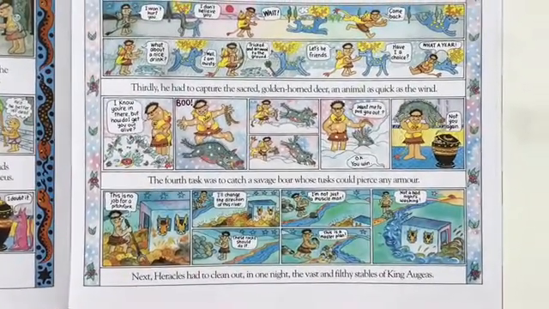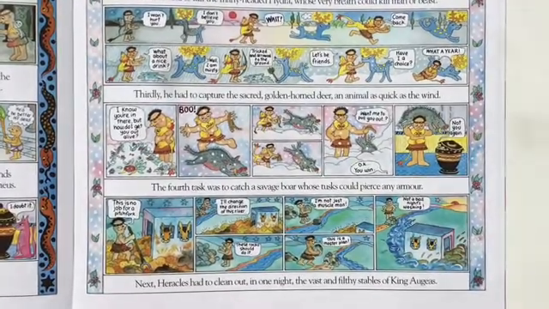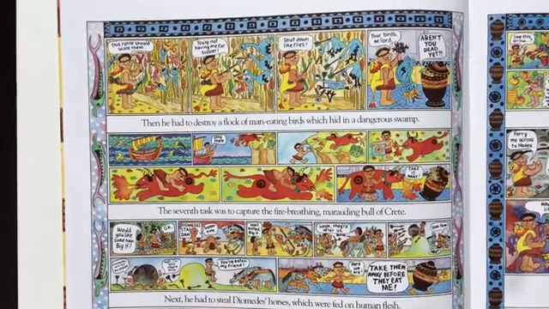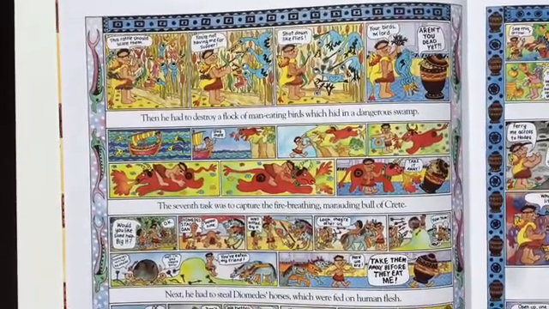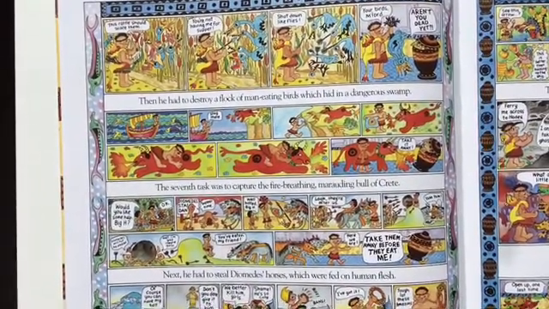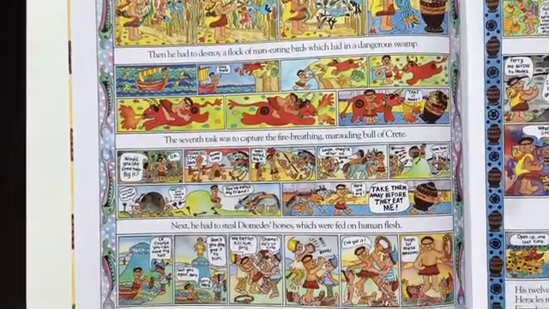Next, Heracles had to clean out in one night the vast and filthy stables of King Aegeus. He had to destroy a flock of man-eating birds which hid in a dangerous swamp. The 7th task was to capture the fire-breathing, marauding bull of Crete. Next, he had to steal Diomedes' horses, which were fed on human flesh.